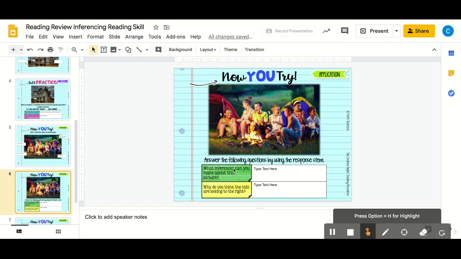What inferences can you make about the picture? You make those up here. And then it says, why do you think the kids are looking to the right? So what can you infer? Why do you think that they're looking to the right?